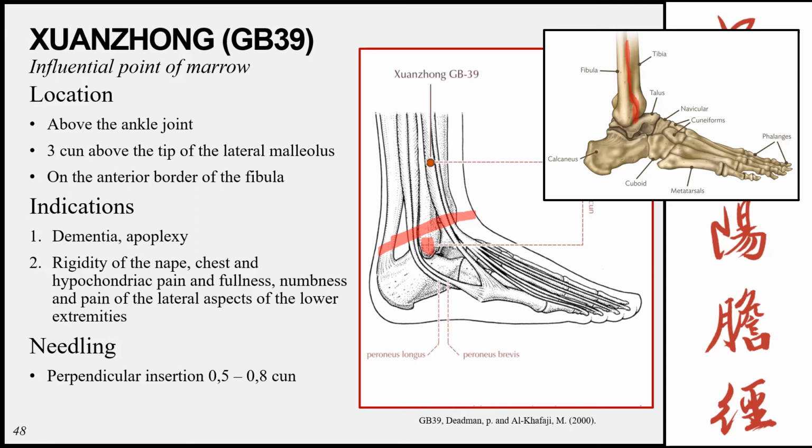The indications: this point can be used for dementia, apoplexy, rigidity of the nape, chest and hypochondriac pain and fullness, numbness and pain of the lateral aspects of the lower extremities. Needling is perpendicular, 0.5 to 0.8 cun.